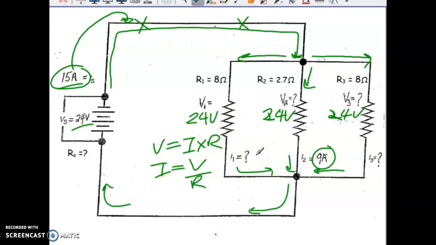So let's do that. Our voltage is 24 divided by 8, that means that this is 3 amps. The reason why I said that these are going to be the same is because if you look, the resistance is equal and so is the voltage. So actually I3 is also 3 amps. Now this should make sense. If we did this correctly, they should add up to 15 amps. So 3 plus 9 is 12. 12 plus 3 is 15.